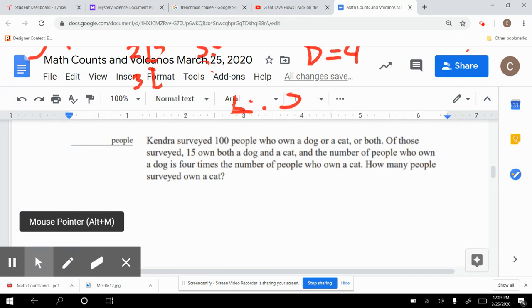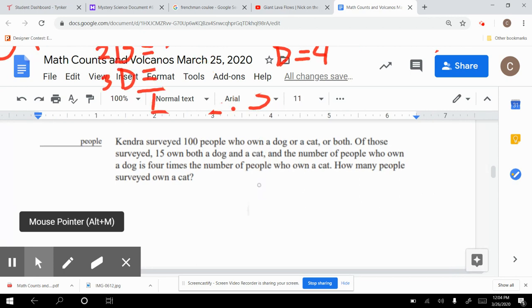That's okay. All right, Kendra surveyed 100 people who own a dog or a cat or both. Of those surveyed, 15 own both a dog and a cat. And the number of people who own a dog is 4 times the number of people who own a cat. How many people surveyed own a cat? So let's take a look at this.